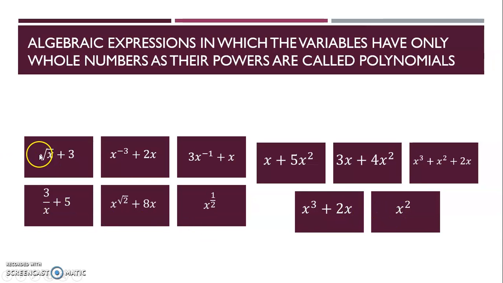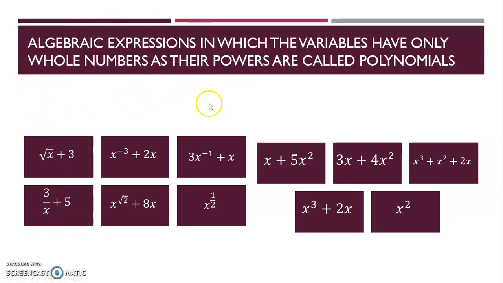But if you look at this side, root x is x to the power 1 by 2. It is a fraction. Here x is x to the power minus 3, x to the power minus 1, x to the power 1 by 2, that is root x, x to the power root 2. 3 by x is 3 into x to the power minus 1, because x to the power minus 1 is 1 by x. So this is 3 into x to the power minus 1.